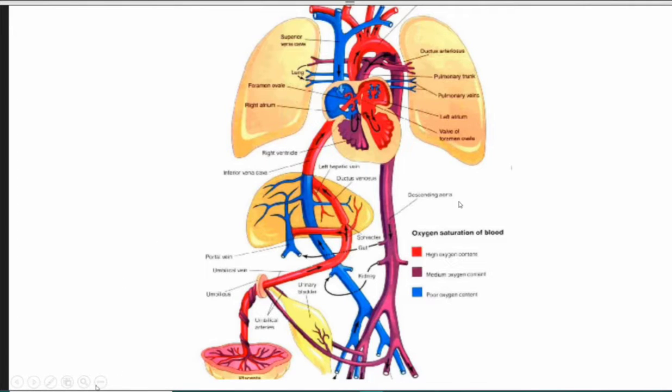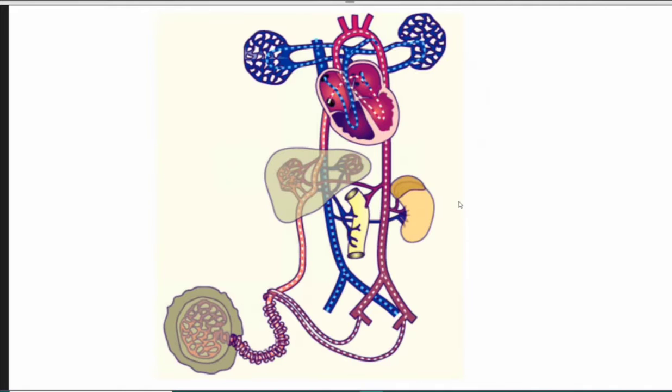And after birth, the ductus venosus closes, the foramen ovale closes, and the ductus arteriosus closes. So all the three shunts will close after birth. So if all of you have been with me and you have understood the fetal circulation, we will proceed further.